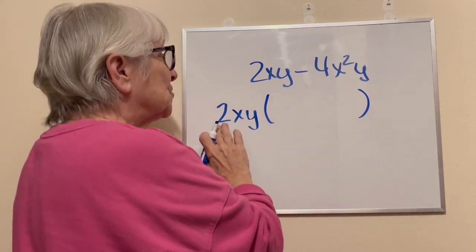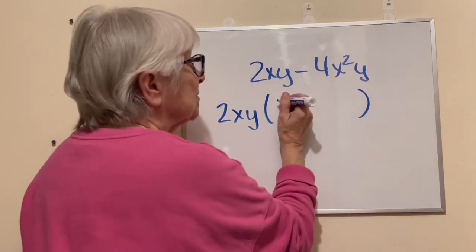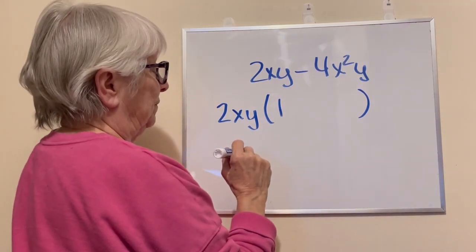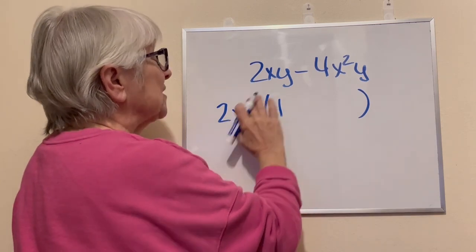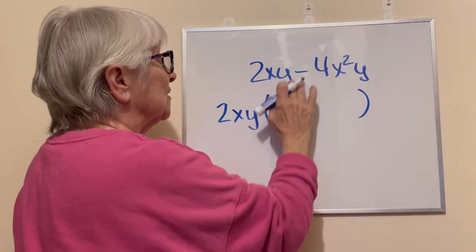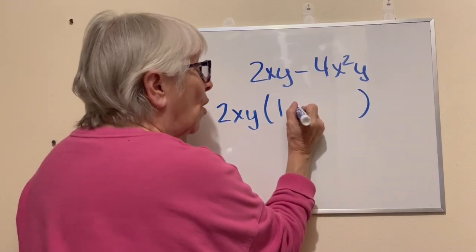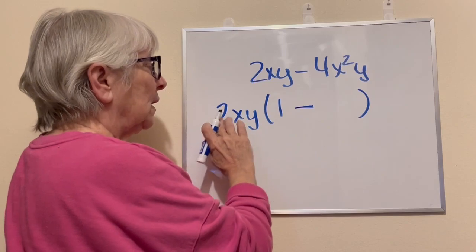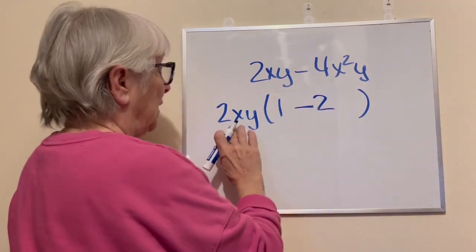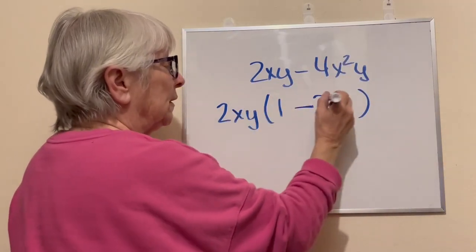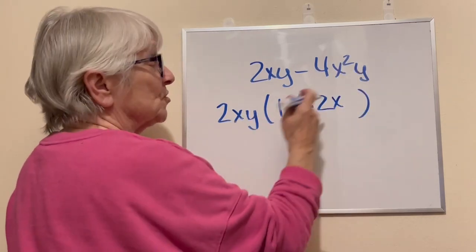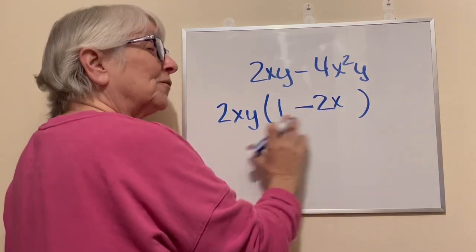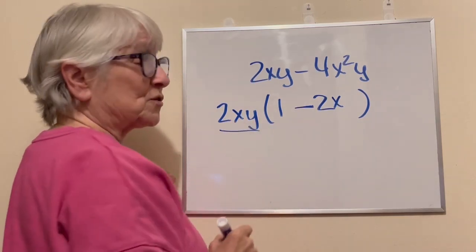Now, 2 times what is 2? Well, it's 1. 2 times 1. X times 1 is x. Y times 1 is y. So that's what I need, is that 1. I have to put that 1 in there. I'll show you why in a minute. 2 times 2 is 4. 2 minus 1 is an x. And y minus y is no y's. And I have factored out the greatest common factor, which was 2xy.